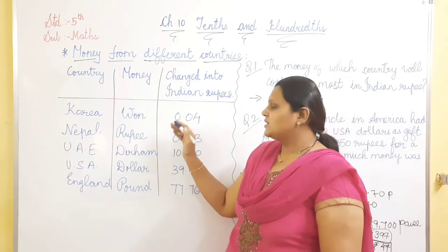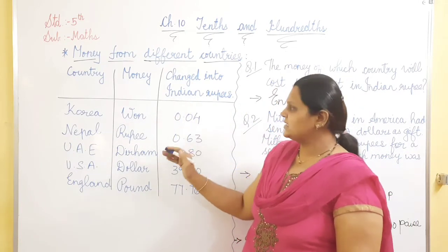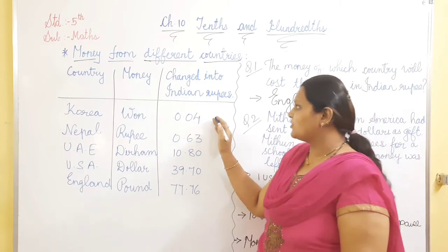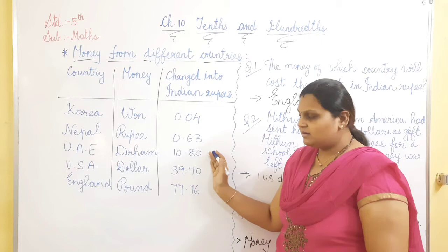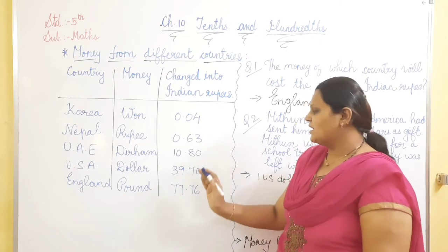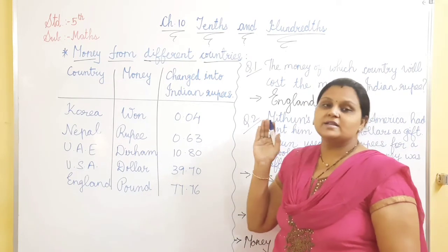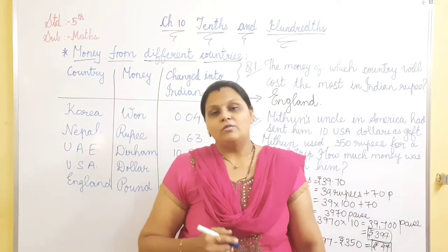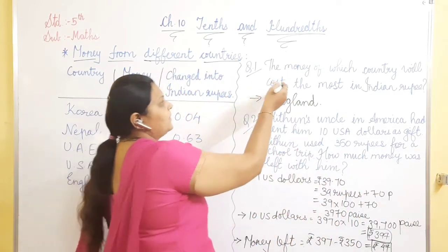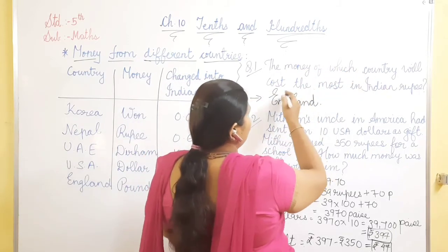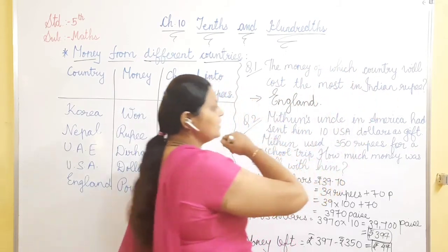Now if we convert the same into Indian rupees, it is 0.04 rupee, 0.63, 10.8, 39.7 and 77.76. Now we have to solve the following questions. First is, the money of which country will cost the most in Indian rupees?